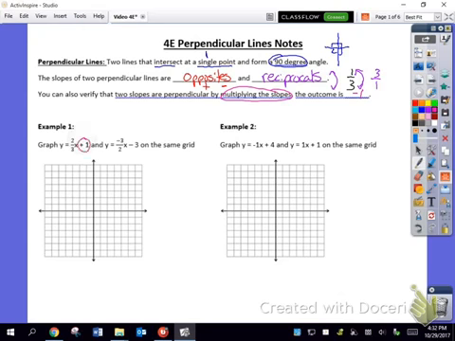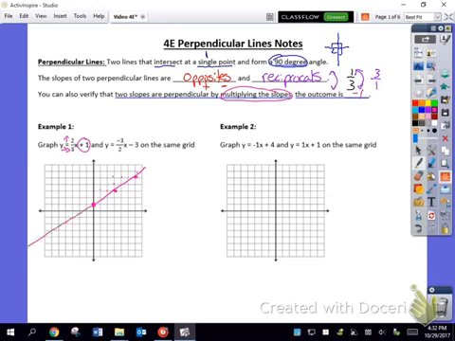Remember, you start at the y-intercept, so I start at the y-intercept at 1. The slope tells me to go up and to the right, so I'm going to go up 2/3, 1, 2, 3. Okay, and so I'm going to draw my line.